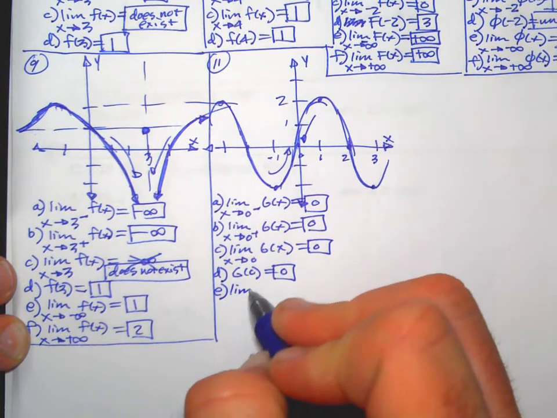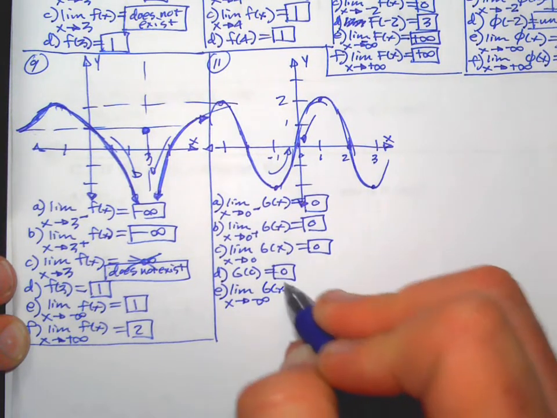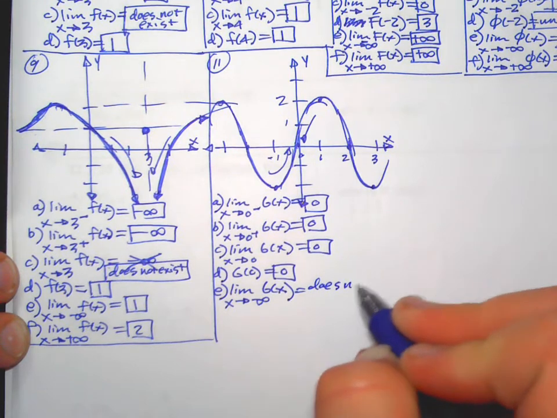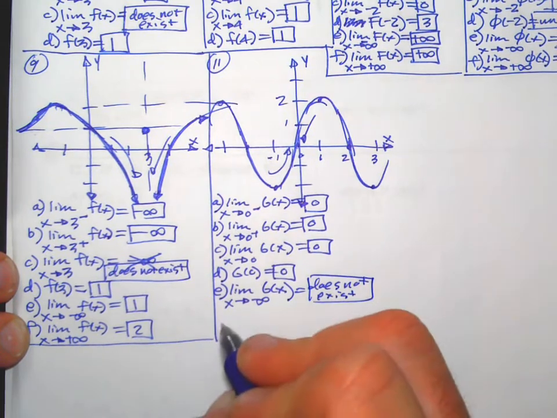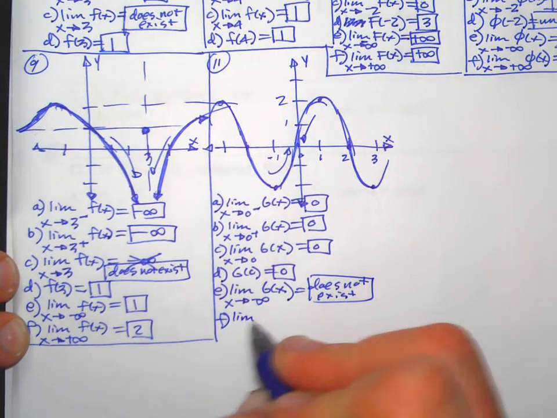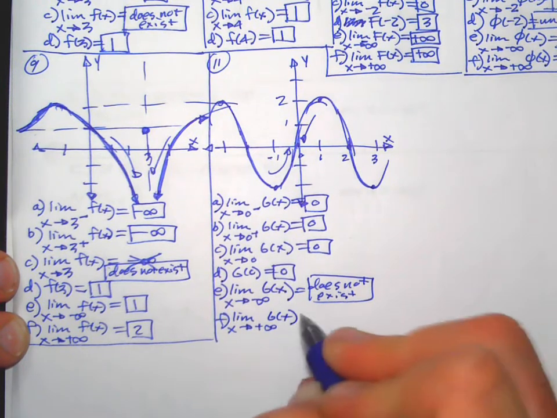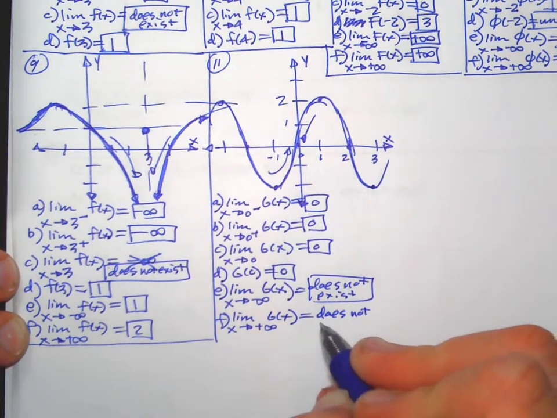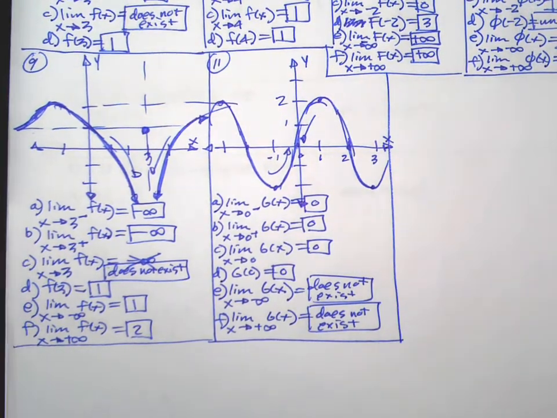And then end behavior of g of x does not go towards some specific value, so we're going to just say does not exist. And same thing for the end behavior on the right side. It bumps back and forth between -2 and +2. All right.